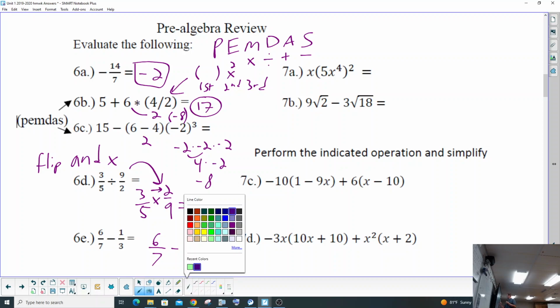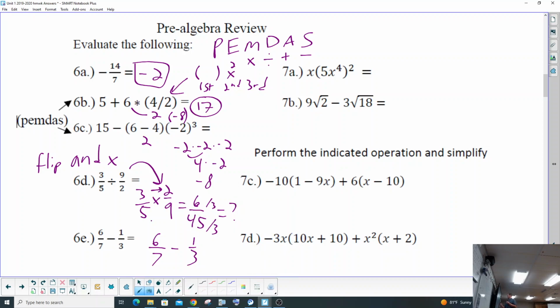So to get a common denominator, you're going to go ahead and multiply by the denominator. What I mean is 7 and 3 have a common denominator of 21. How does 7 become a 21? Well, you times it by 3 on the top and bottom, because 3 over 3 is just 1. And then how do you get 1/3 to become a 21? Well, you multiply by 7 on the top and bottom.